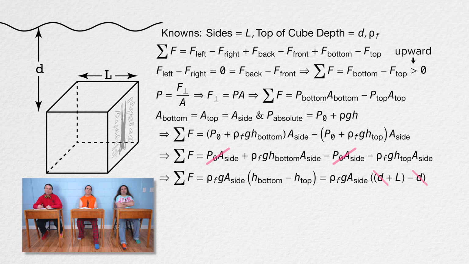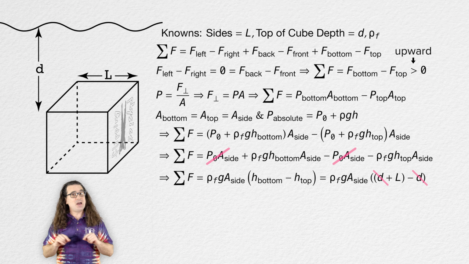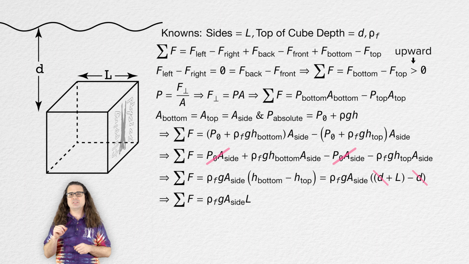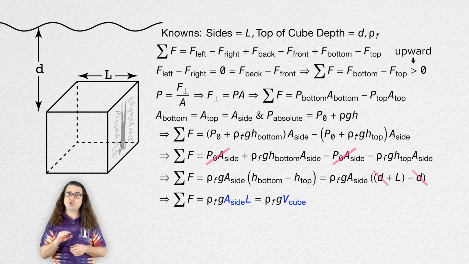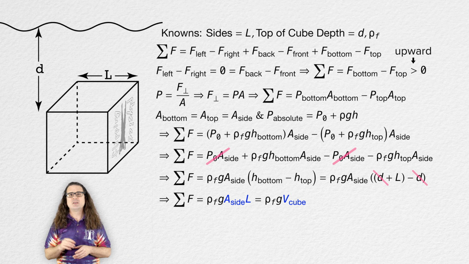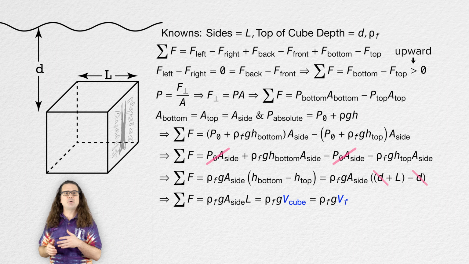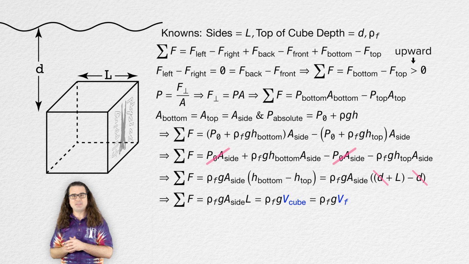it's still not a lowercase d party. True. Now we have net force equals density of the fluid times gravitational field strength times area of one side of the cube times the length of one side of the cube. And the area of a side of the cube times the length of a side of the cube equals the volume of the cube. Now, because the cube is entirely in the fluid, the volume of the cube is the same as the volume of the fluid displaced by the cube. So we can replace the volume of the cube with the volume of the fluid displaced by the cube.